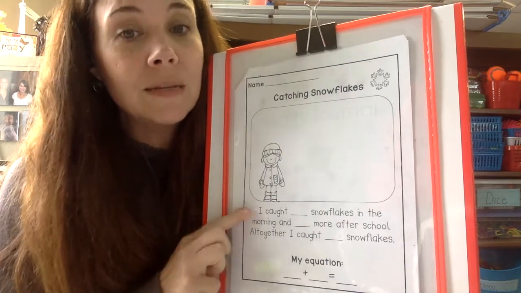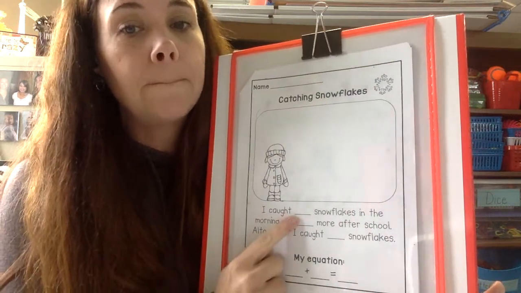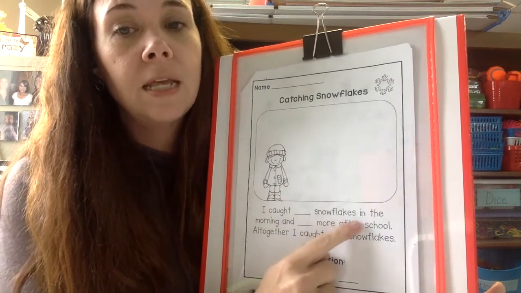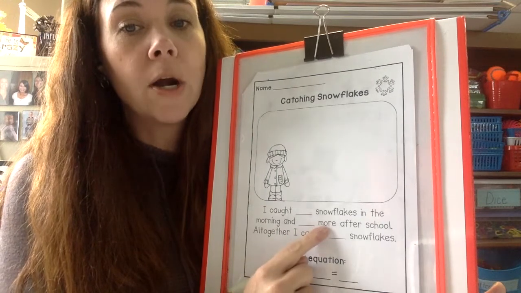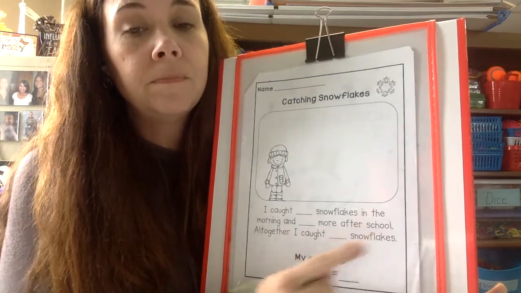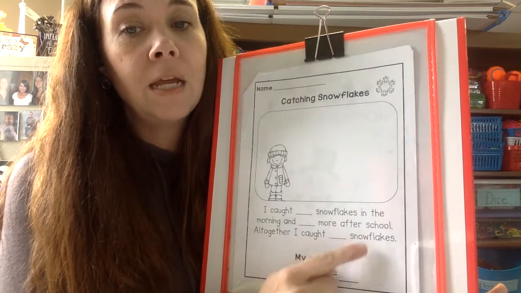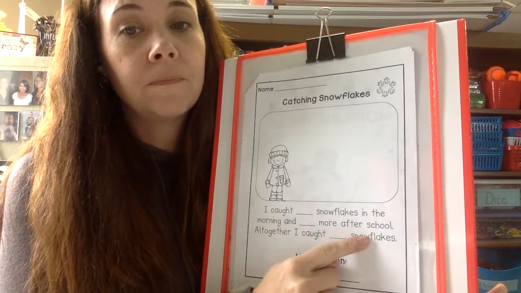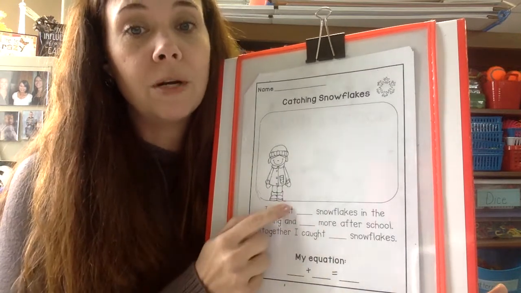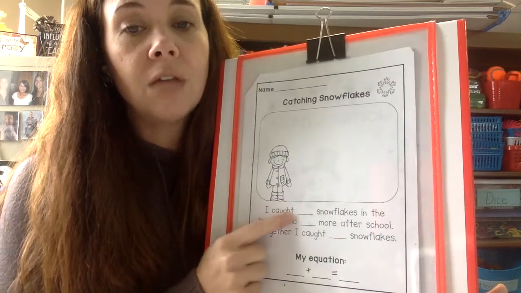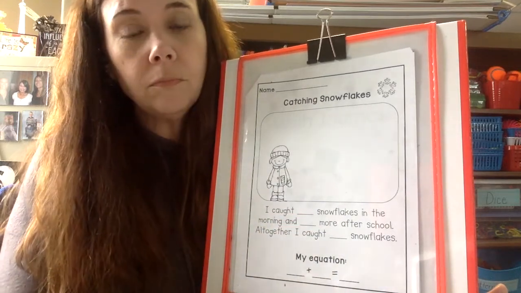Here we go. Today we get to make up our own numbers. I caught blank snowflakes in the morning and blank more after school. Altogether, I caught blank snowflakes. It's not giving us any numbers, so we have to come up with our own numbers. So let's look up here first. I caught blank snowflakes in the morning.